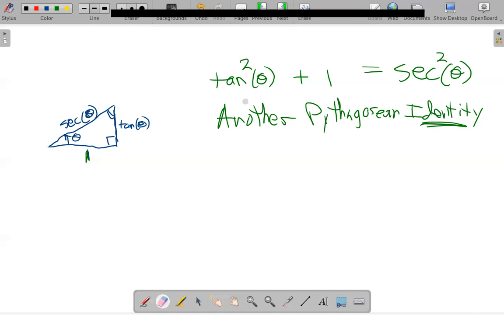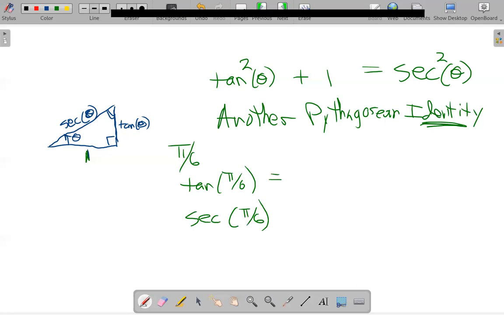So this one says that tangent squared plus 1 is equal to secant squared for any angle that we pick, no matter what the angle is. So let's test that out here. Let's play with pi over 6 for a second. I want to know what is the tangent of pi over 6, and what's the secant of pi over 6.